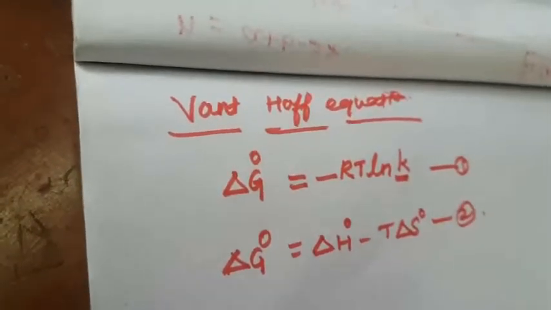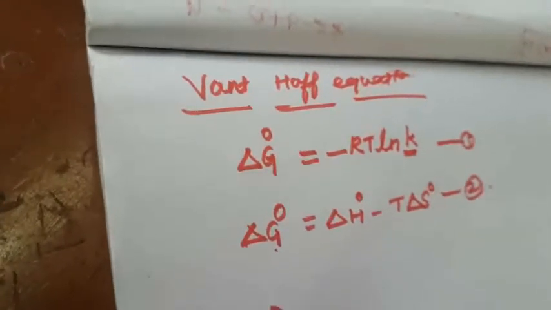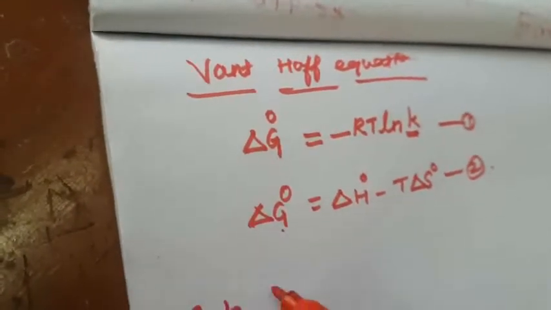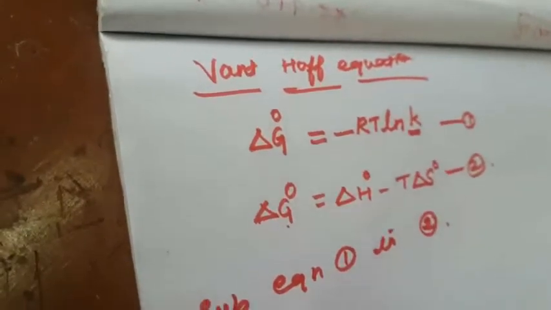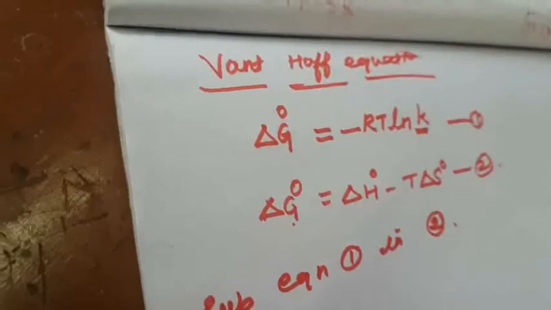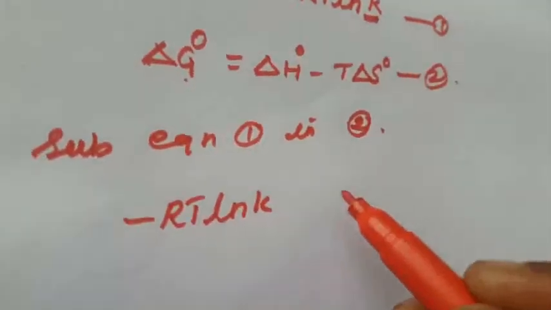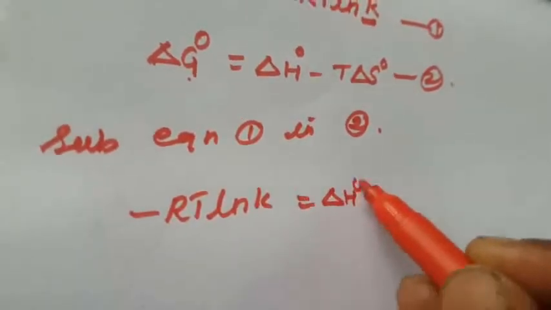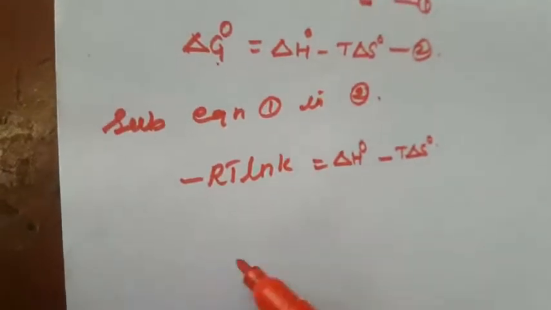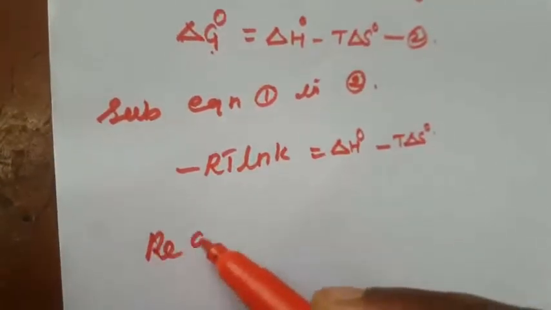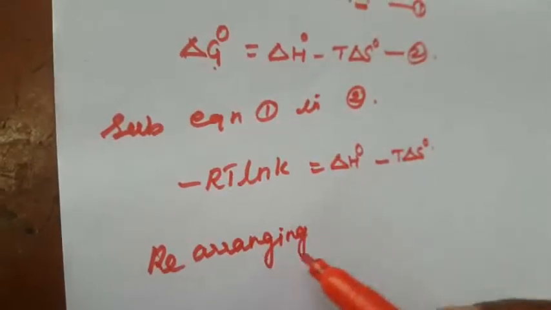Now we substitute equation 1 in 2. So minus RT ln K is equal to delta H0 minus T delta S0. Now we rearrange this equation.